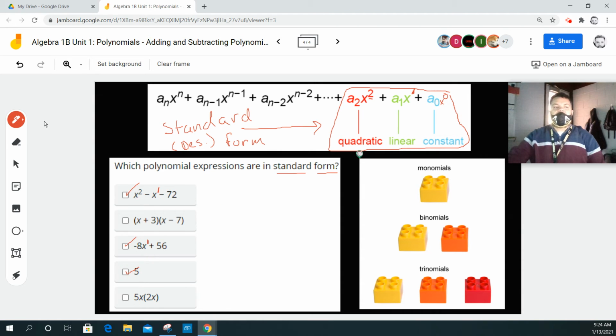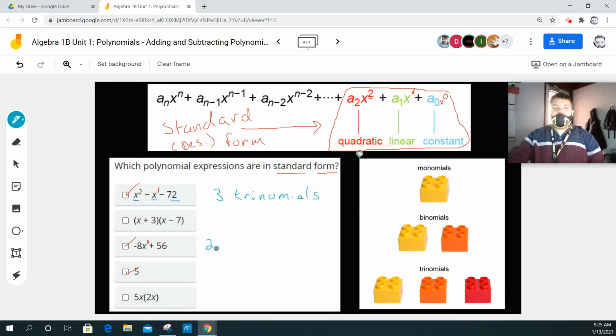By the way, real quick, how many terms do I have here? 1, 2, 3 terms, right? Well, the fancy math word for 3 terms is trinomial, right? How many wheels are on a tricycle? 3.